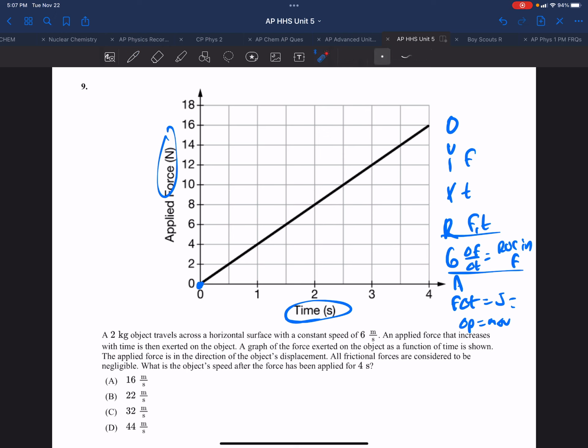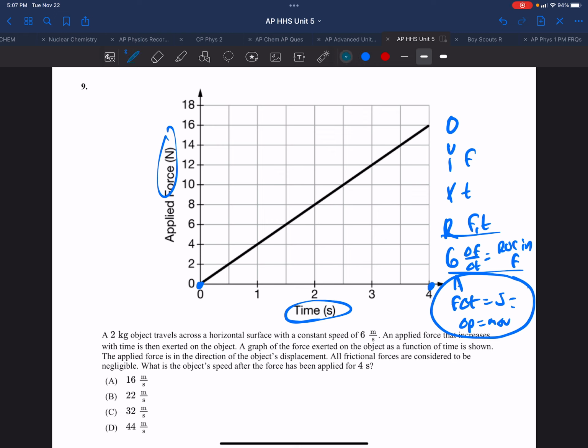And if we were to skim to the end here and just say, what is the object's speed after the force has been applied for 4 seconds? We can see there's a 4 seconds here, and it's going to probably relate to this change in momentum. But we do need to read this question because the context matters.